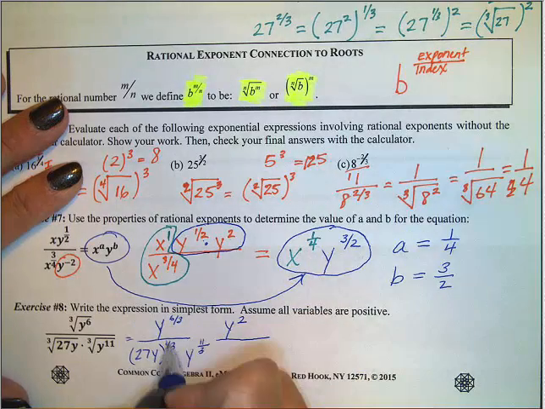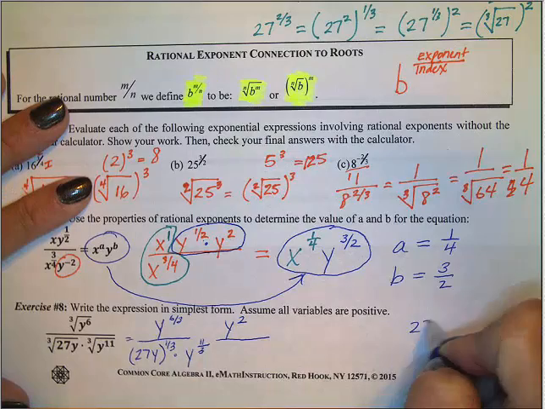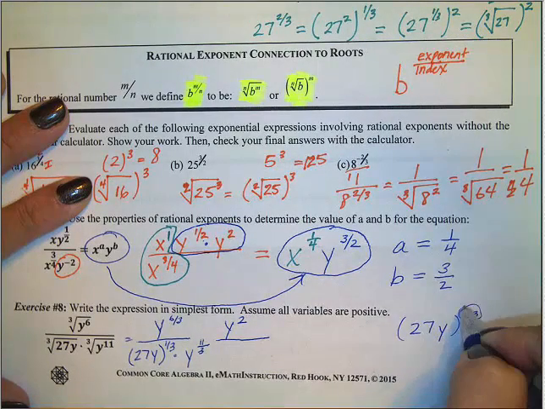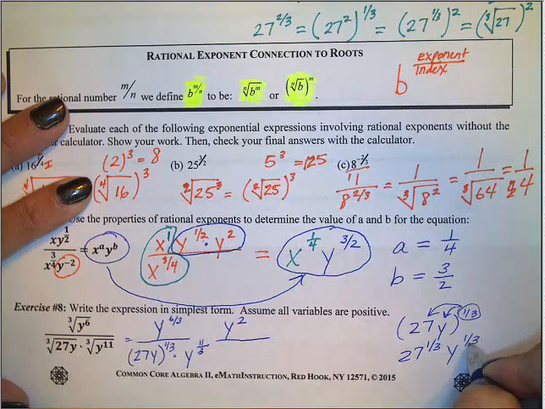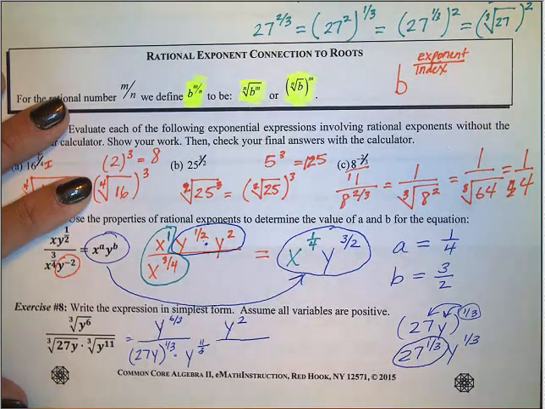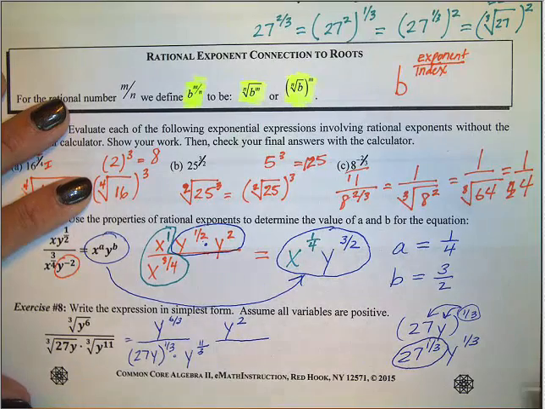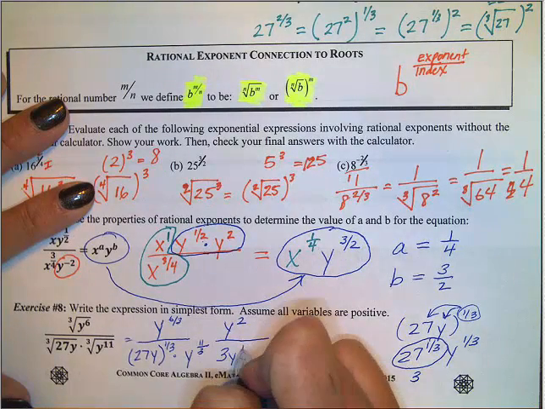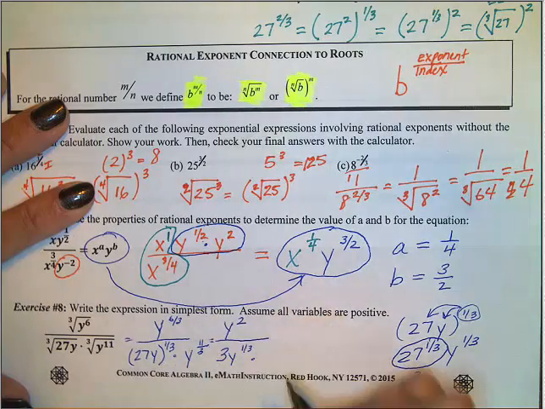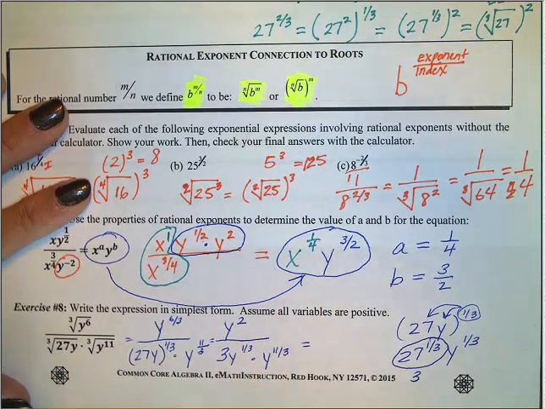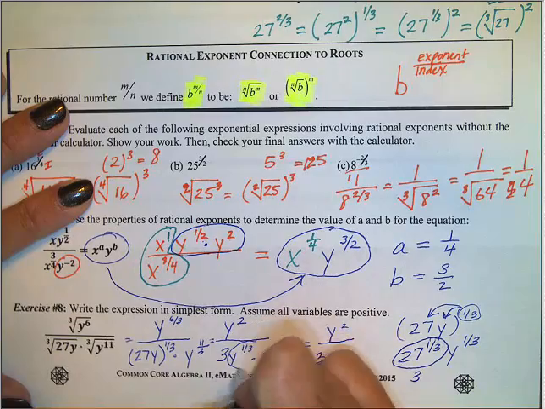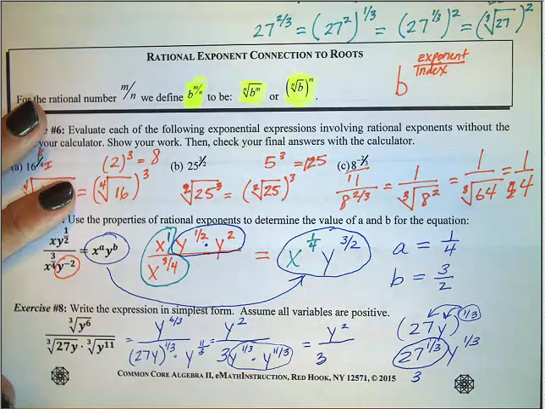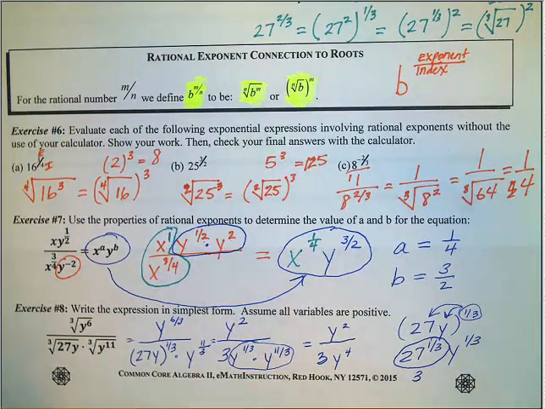So careful with this one. 27y to the 1/3. I have to give this exponent to both parts. So 27 to the 1/3 and y to the 1/3. Well, this is all numbers. So 27 to the 1/3, or the cube root of 27, is 3. Use your calculator. So I have 3y to the 1/3 times y to the 11/3. So on top I have y squared, on the bottom I have 3, and then these are next to each other so I can add them. 1/3 plus 11/3 is 12/3, which is y to the 4th. Oh, got rid of the fractions.